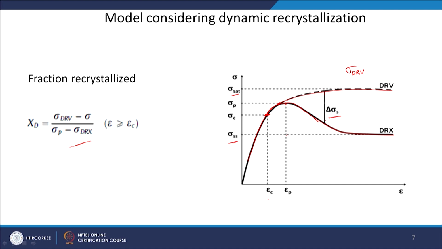That delta sigma is the amount of recrystallization which has happened. That is why the stress has come down from this sigma DRV level to delta sigma level. And at this point the recrystallization will be complete. So, this ratio of sigma DRV minus sigma upon sigma p minus sigma DRX should give me how much is the fraction recrystallized, because by that amount the stress will come down. Again, we are talking about strain more than epsilon c.